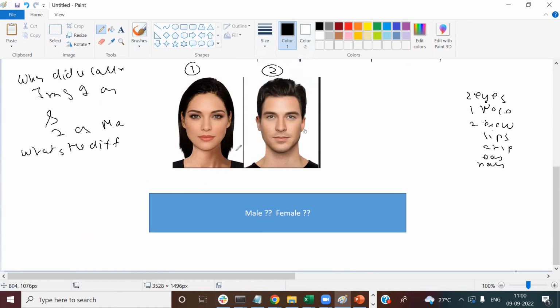So if you look at both the images, can I say that in image 1 and 2, there is a difference in the forehead. In the female, the forehead is a little curved. And over here, it is a little bit kind of square.